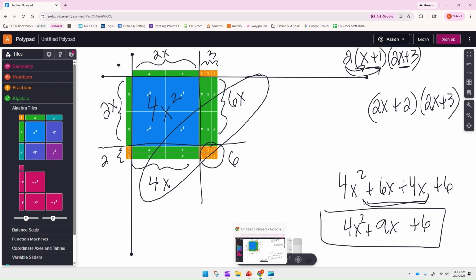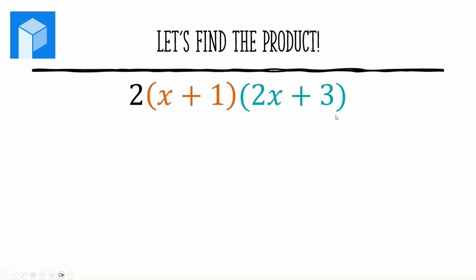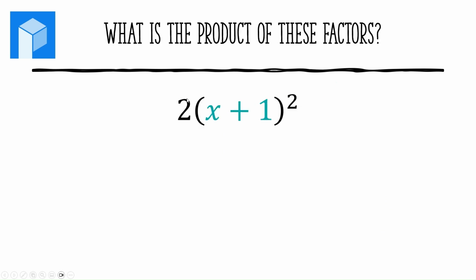Now we're going to go to the next slide. Now that we've found the product of that question, now we're going to go to this question. Now this one's a little bit different. If you notice, we have a power.